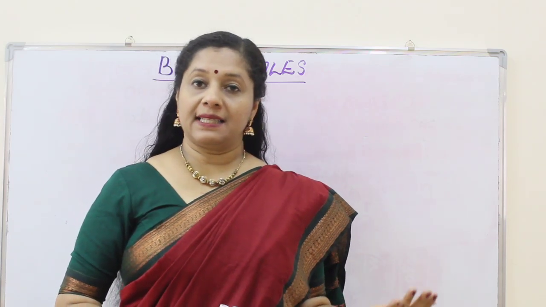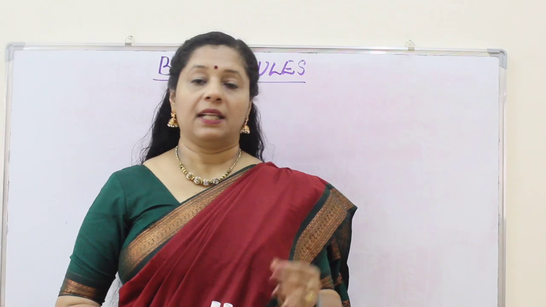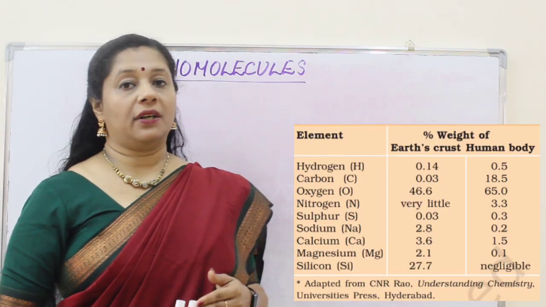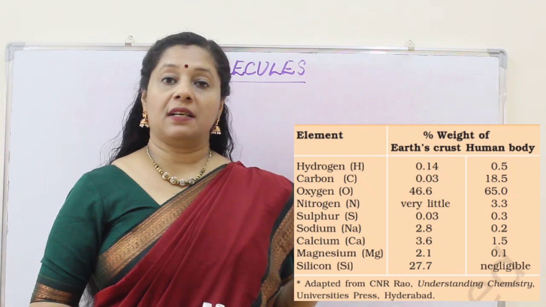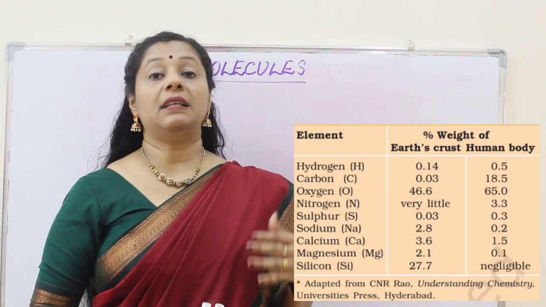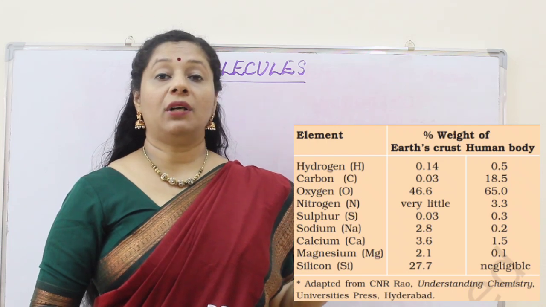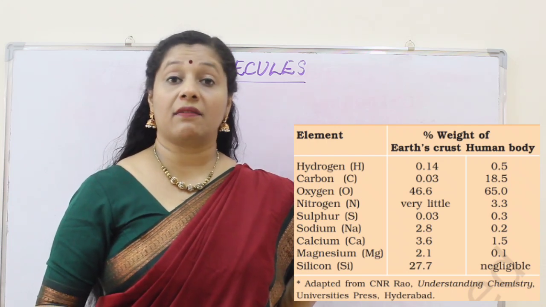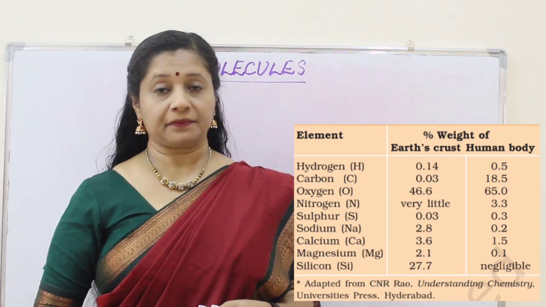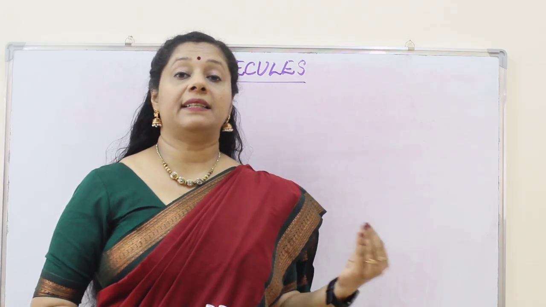But if you analyze the elements present in the earth crust, they are not different from our components. So look at this chart given in your textbook. The compositions are the same, but only their amount may vary. For example, in living tissues, the amount of carbon and oxygen is very high compared to the amount available in the earth crust. Now, how do we find this composition?